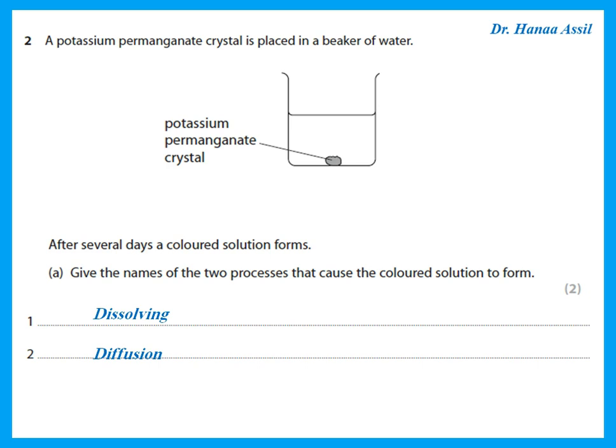So the purple color or the purple crystals will start to move randomly, spread randomly through the water from area of high concentration to area of low concentration. So that is called diffusion.